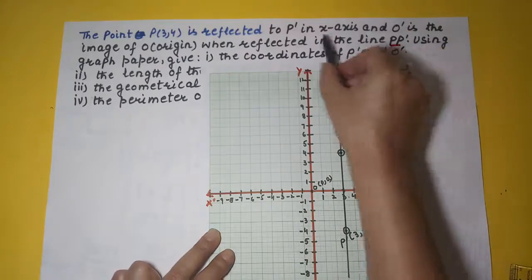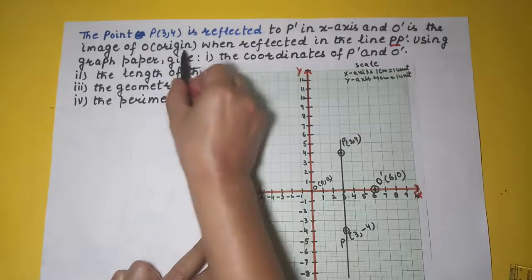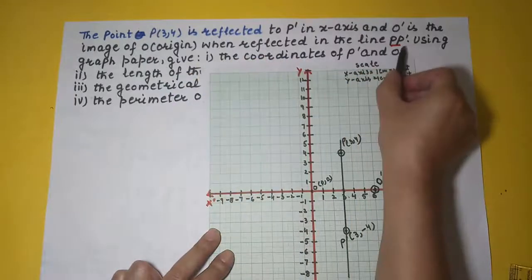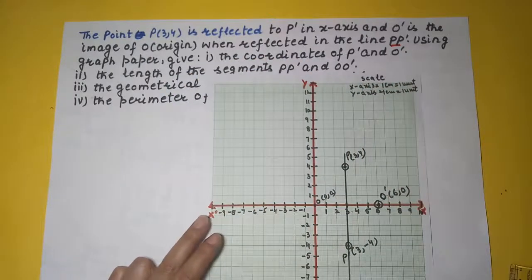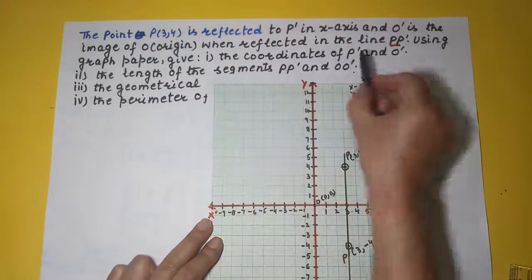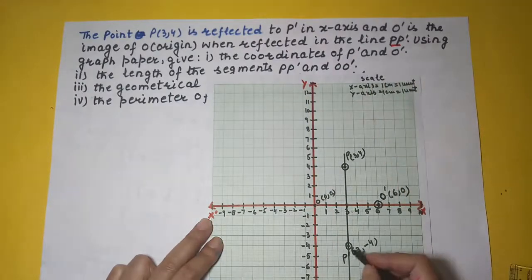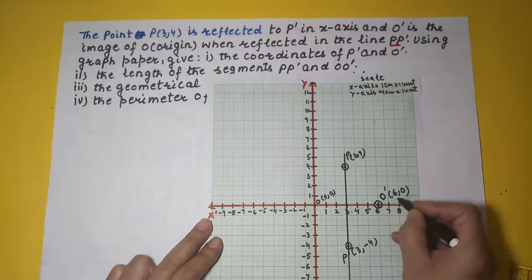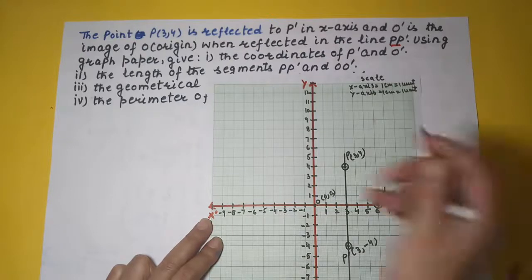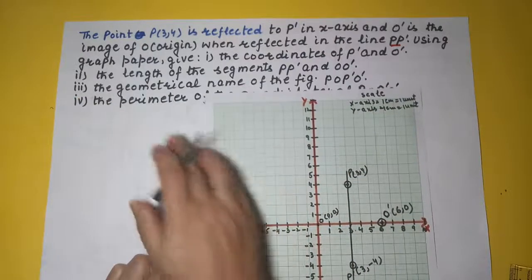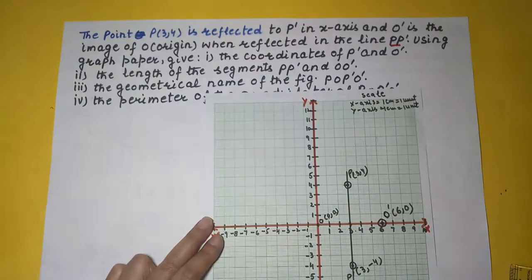Now he is saying that O' is the image of the origin O when reflected in the line PP'. Using graph paper, give the coordinates of P' and O'. So the coordinates of P' are (3, -4), and the coordinates of O' are (6, 0), right? Then he is saying find the length of the segments PP' and OO'.